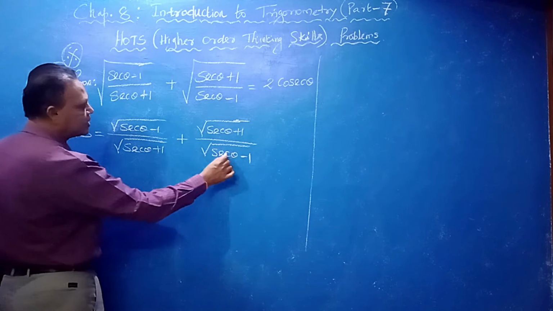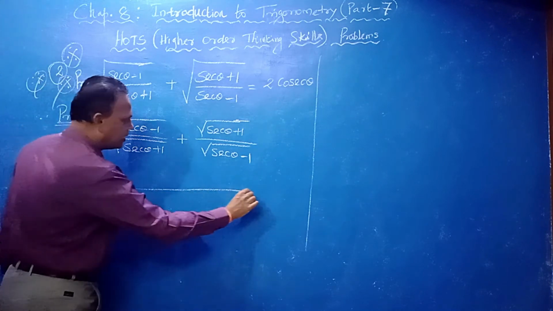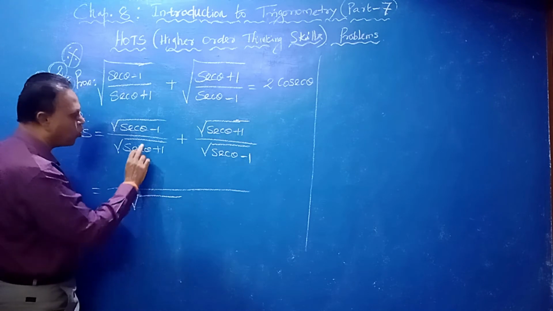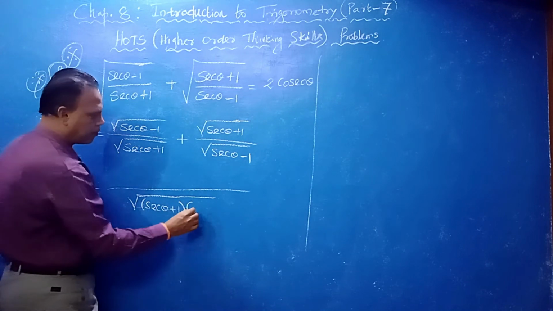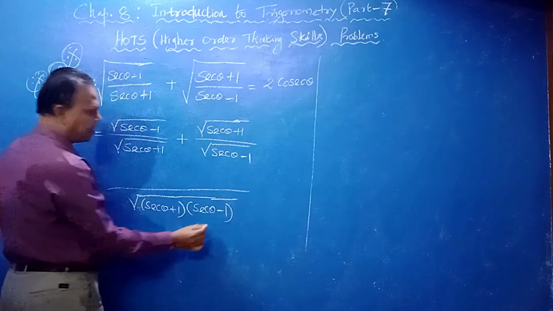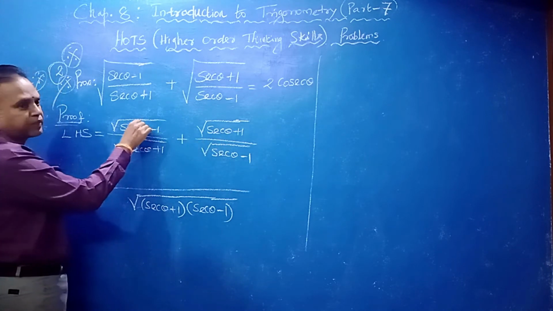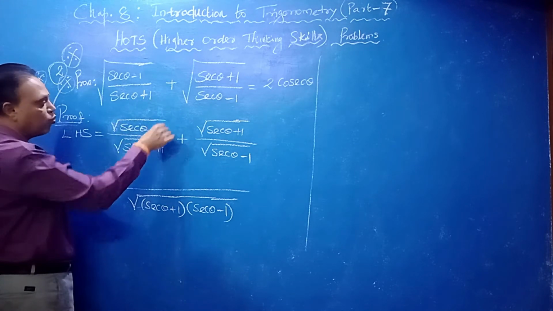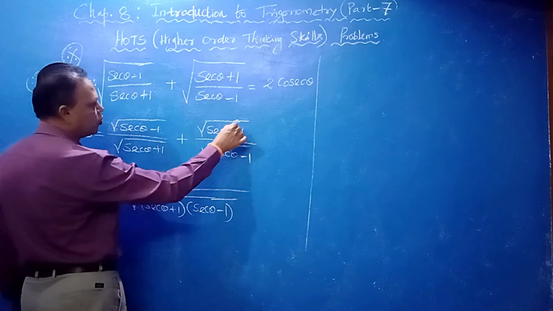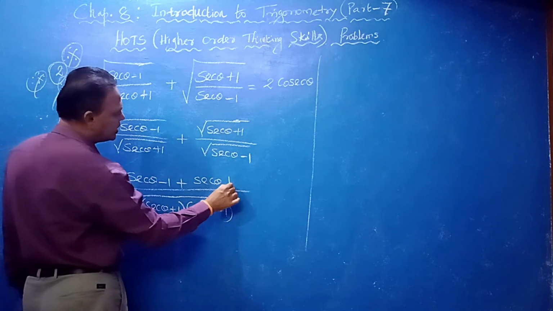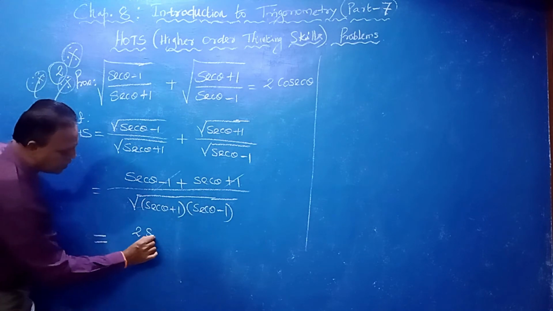Now what you have to do? See the denominator. There is no common factor, so just multiply the denominators. Taking the LCM means multiplying the denominators. Since both roots are there, in the root you can multiply this into this. That is the technique. Now cross multiply. The root will get cancelled: the root over secant theta minus 1 whole square cancels, so simply you can write secant theta minus 1, plus, here also root into root cancels, secant theta plus 1. Now minus 1 plus 1 get cancelled, so you will get 2 secant theta.